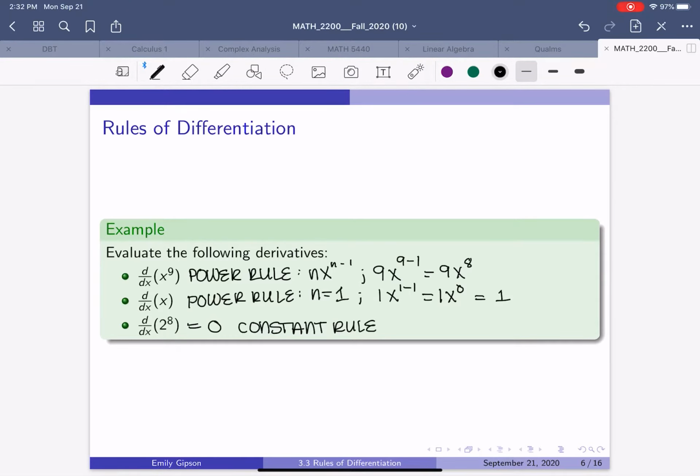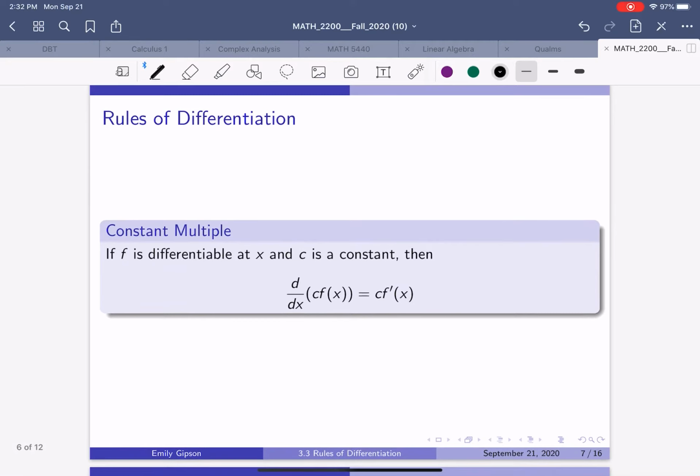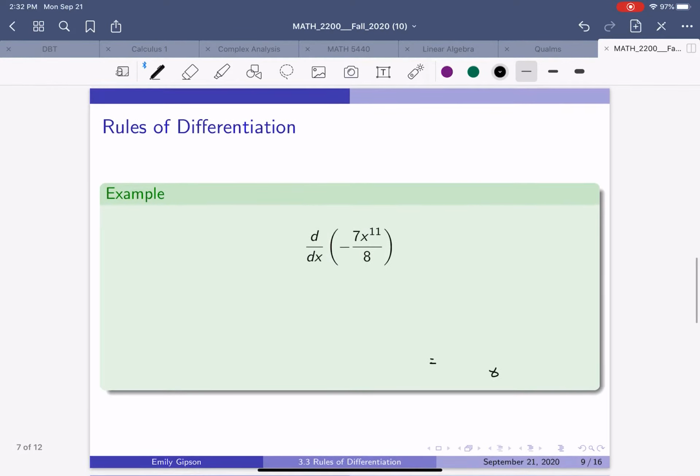So let's keep going with a few more rules. Next, we've got the constant multiple rule, and this one is indeed different than the constant rule. If f is a differentiable function at a point x and c is a constant, then d dx of c times f of x is the same as c times f prime of x.